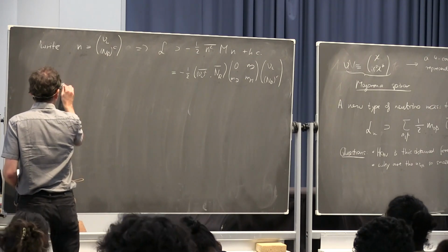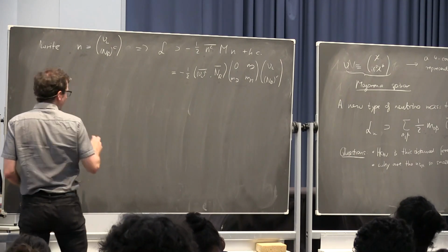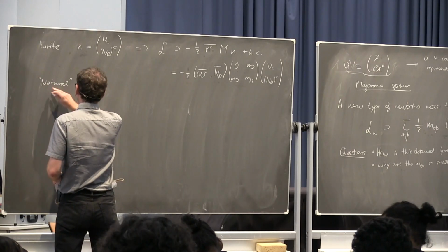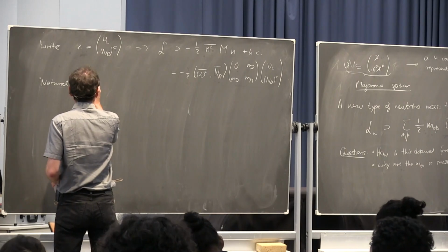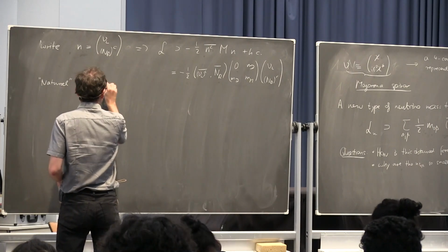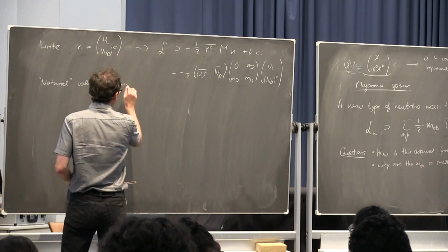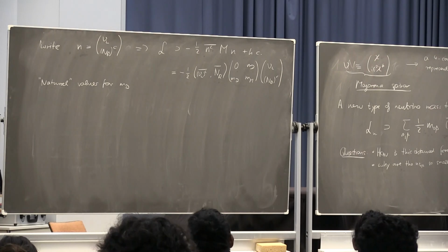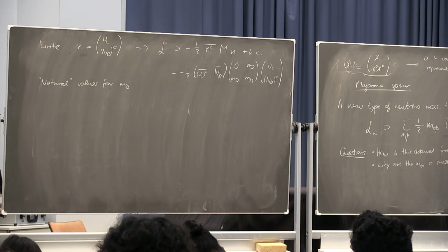So let's say the natural, even though the concept of naturalness is a very slippery slope, I'm still going to use it here. So the natural value for MD, for the Dirac mass term, can be seen from the fact that this term has to come from a Higgs mechanism. And we have examples of terms like this in the standard model, namely the mass terms of the other fermions in the standard model.